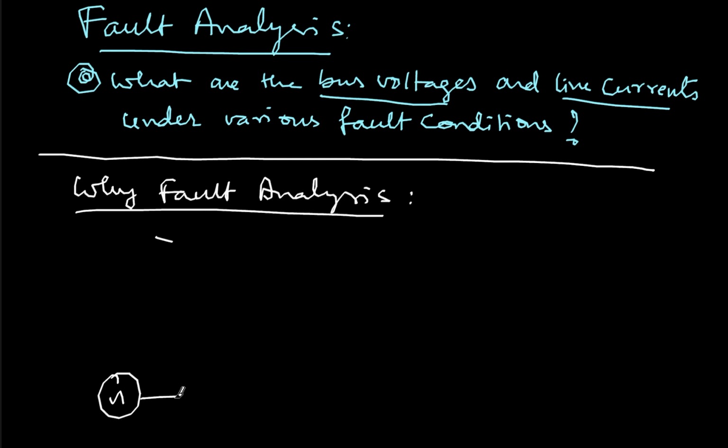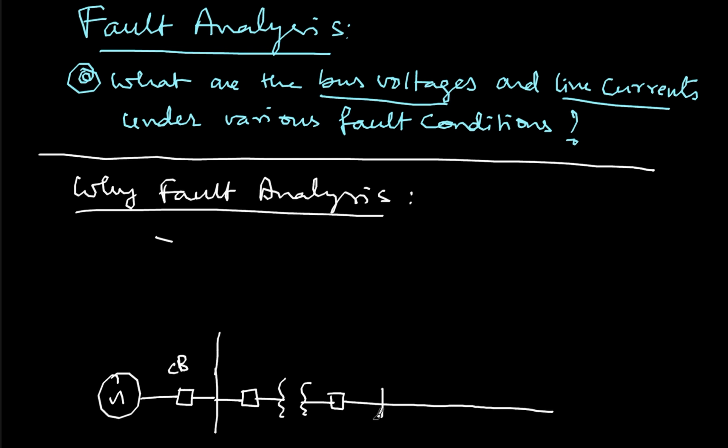There is a generator, and the generator is generating some power, and it is connected to a bus bar. I'm just drawing a box like this. So this is a circuit breaker. That means it can break the circuit, it can disconnect the generator. Then there is another circuit breaker, then there is a transformer, then there is another circuit breaker, and then there is a transmission line, and so on. So this is like a part of the system. This is also one bus, and this is another bus.